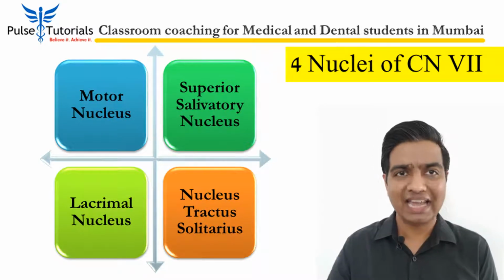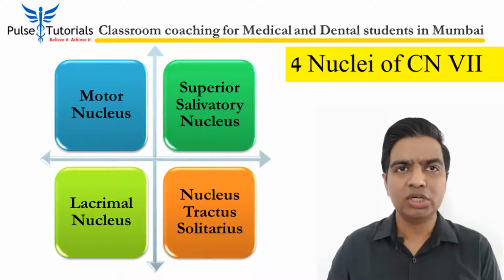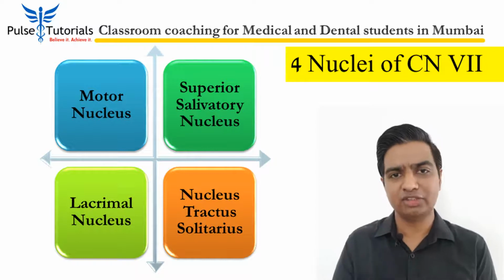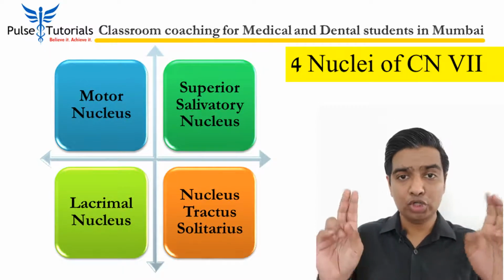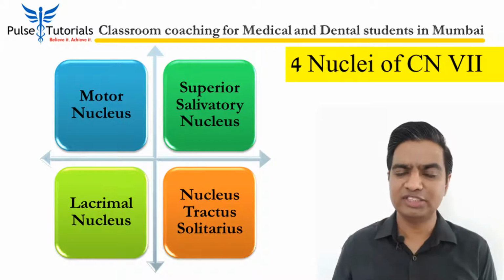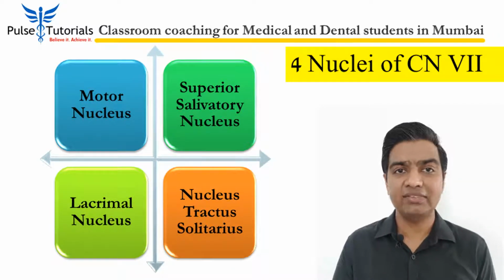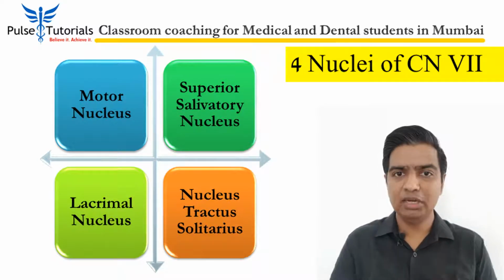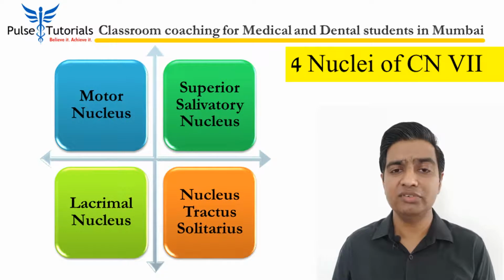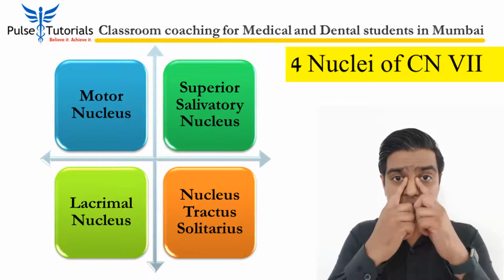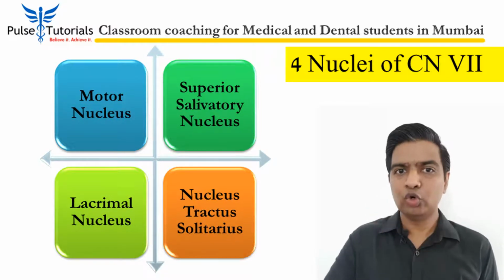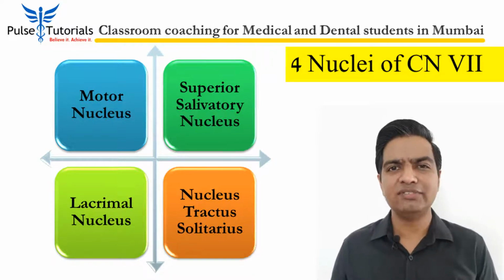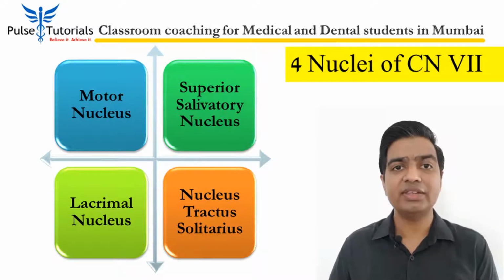These four nuclei are, the first one, the motor or branchiomotor nucleus, which lies in the upper part of the pons, and of course the function of this particular motor nucleus would be to supply the muscles of facial expression. The second is the superior salivatory nucleus, which supplies parasympathetic nerve fibers. And the lacrimal nucleus is the third nucleus of the facial nerve, which also supplies parasympathetic fibers to the lacrimal gland.